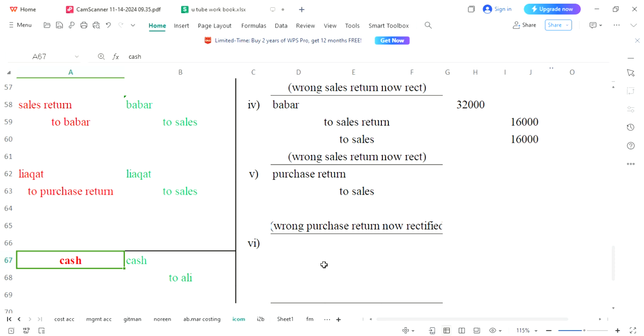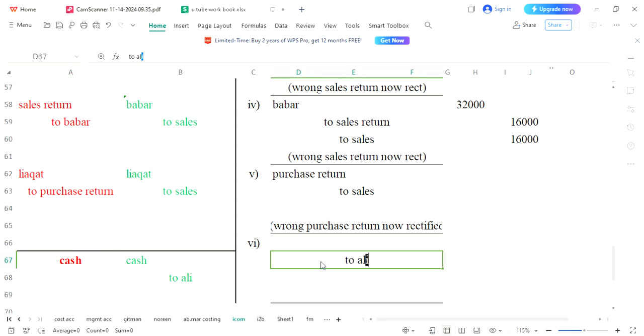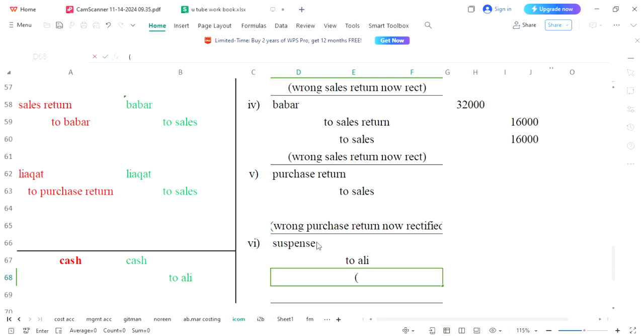To rectify it, we will write the missing figure Ali over here. There was only one mistake. Ali was required to be written over here. They have not written it. To rectify it, we have written Ali on the credit side. Nothing is left to be written on the debit side. So you will write suspense account. Now here you will write the narration: wrong Ali now rectified. This is the shortest form of narration.